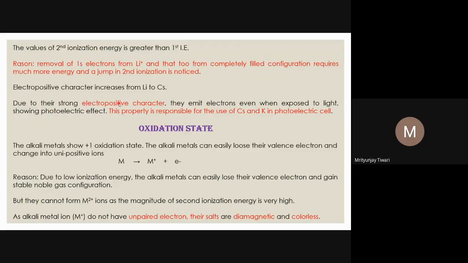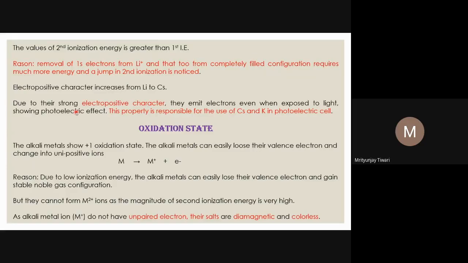So why the photoelectric effect? You will particularly study it in physics, and some introductory material is also there in chemistry, in the second chapter, when I taught atomic structure. From the photoelectric effect, we got some information about radiation, its particle nature. In more detail, you will see the photoelectric effect in your physics class, modern physics. And so electropositive character increases down the group.